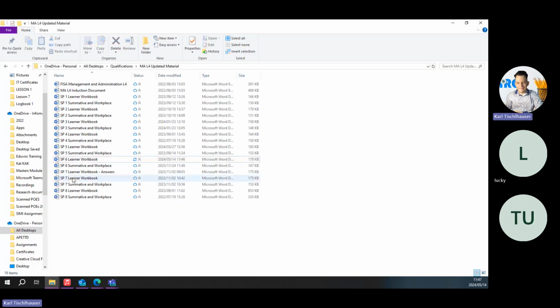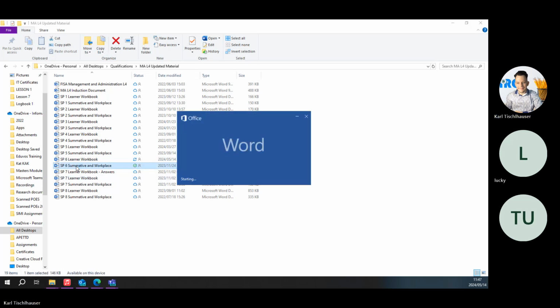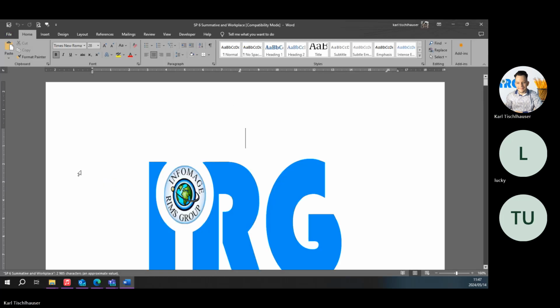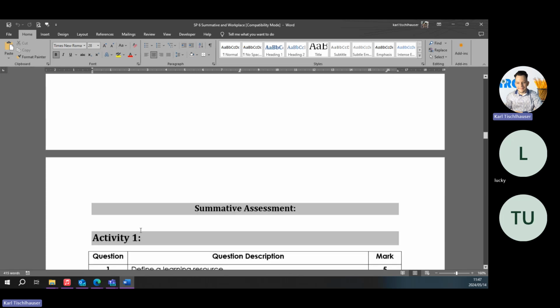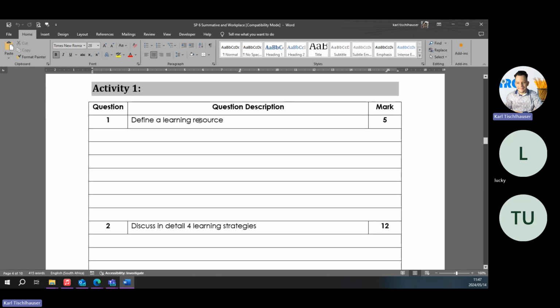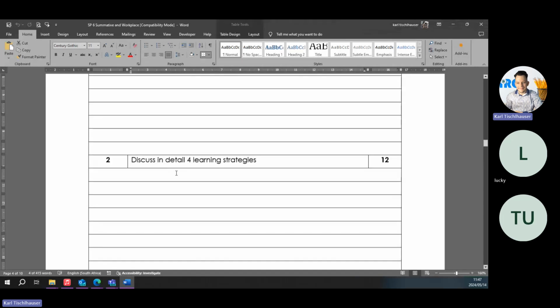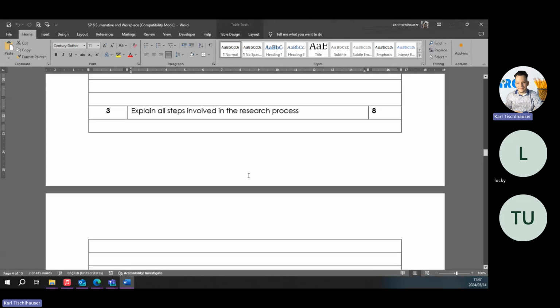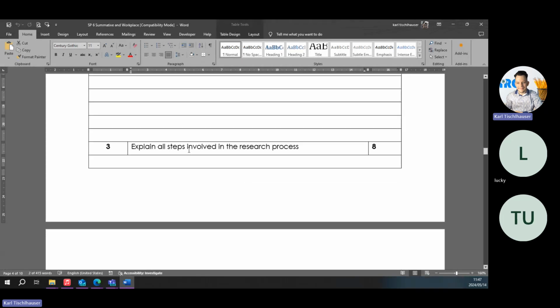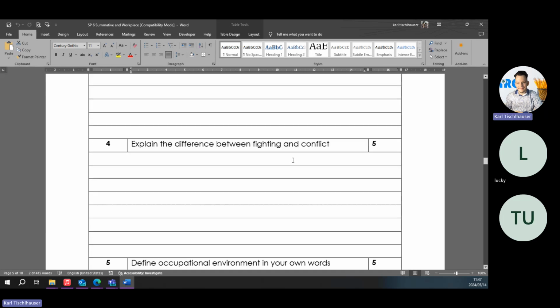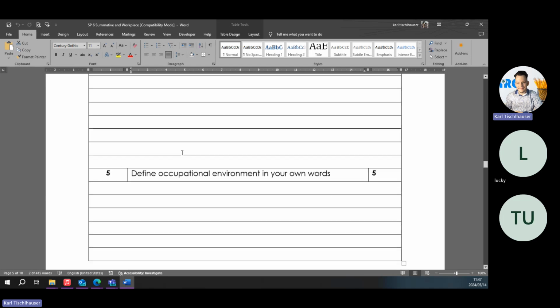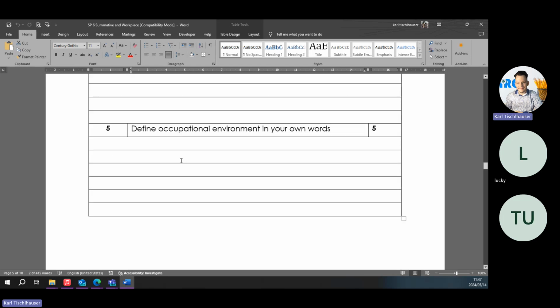Let me go to the summative. I think I should go to the other workbook, and then the summative will be very similar. So the questions are repeating themselves. A learning resource, four learning strategies is all very similar. Explain all steps involved in the research process. So literally based off of the research report you're doing. Explain the difference between fighting and conflict. Okay, there is a difference. Define occupational environments in your own words.